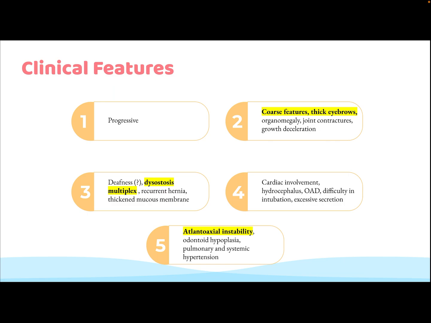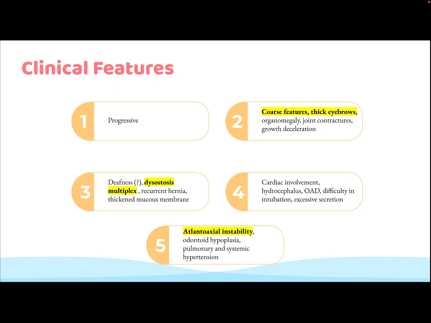Another feature also للmucopolysaccharidosis اللي هي deafness. They will have 2 types of deafness اللي هي sensorineural hearing loss والconductive hearing loss. راح يكون عندهم recurrent hernias، راح يكون عندهم thickened mucous membranes. They can also have cardiac involvement. They can have also hydrocephaly. They can have an obstructive airway disease. They can have a difficulty in intubation and excessive secretions.